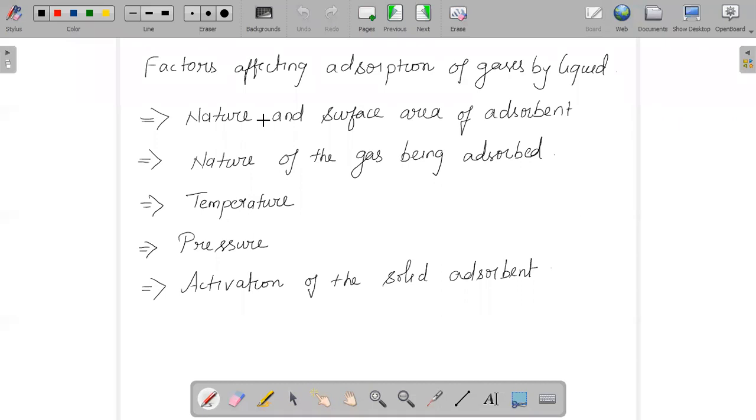When we say temperature, as the temperature increases, adsorption decreases. The next factor is pressure: at constant temperature, the adsorption of a gas increases with increase in pressure. And activation of the solid adsorbent totally increases the adsorbing power of the adsorbent.